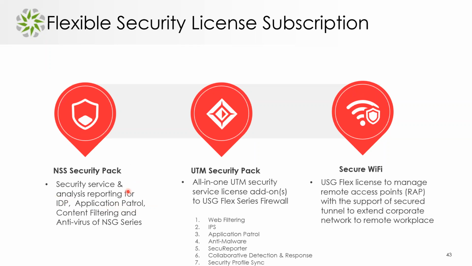If you are using one of our USG Flex products as your gateway product, then we have the UTM Security Pack, which unlocks web filtering, IPS, application patrol, malware blocking, SecuReporter, collaborative detection and response, which allows you to push out certain security features to the access points, and the security profile sync. If you are using one of our ATP gateways, then you would use the Gold license to unlock the additional security features that the ATP offers. And then we've also got our Secure Wi-Fi license, which works on the ATP and USG Flex.